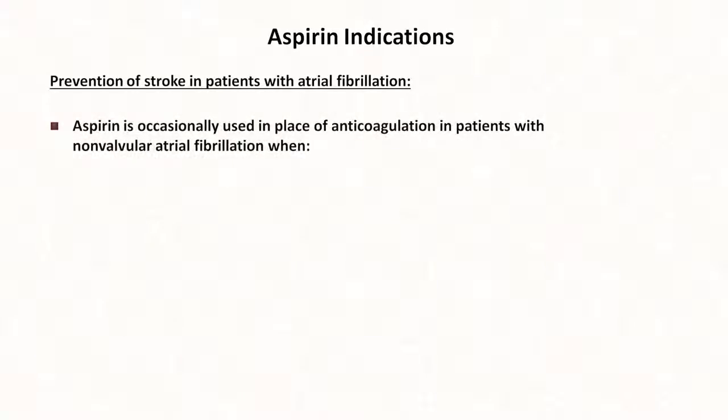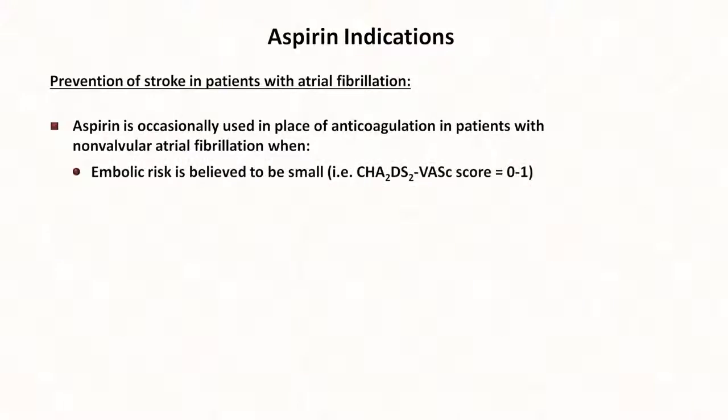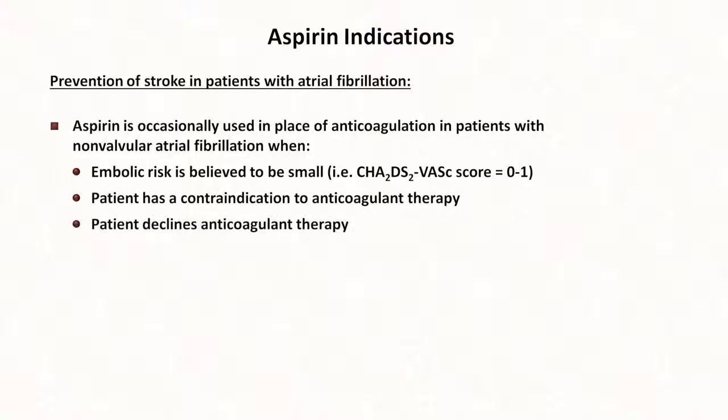How about using aspirin to prevent stroke in patients with atrial fibrillation? It's occasionally used in place of anticoagulation in patients with non-valvular AFib when either embolic risk is believed to be small, that is, the patient has a CHADS-VASc score of either 0 or 1, the patient has a contraindication to anticoagulation, or the patient declines anticoagulant therapy. If you're not familiar with the CHADS-VASc score, it's a simple system for predicting the probability of developing an arterial clot in patients with AFib. I'll be discussing it more in the next video on anticoagulation.